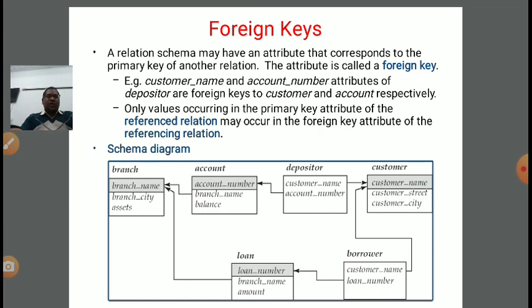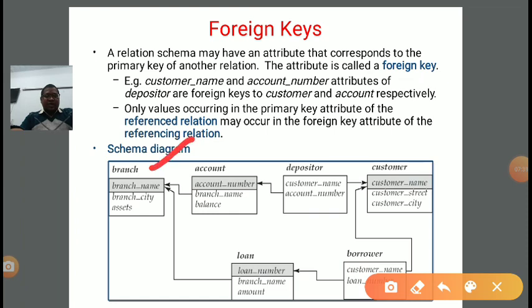Only values occurring in the primary key attribute of the referenced relation may occur in the foreign key attribute of the referencing relation. If you see, this is the banking scenario. Step by step we will be understanding this. See, the first relation is branch. In branch, there are three attributes: branch name, branch city and asset. Among these, branch name is the primary key of the branch relation.